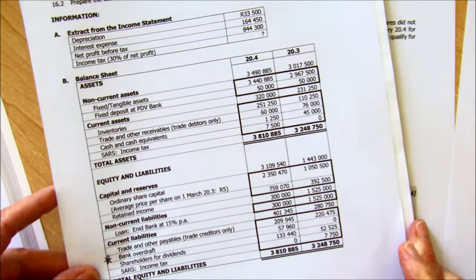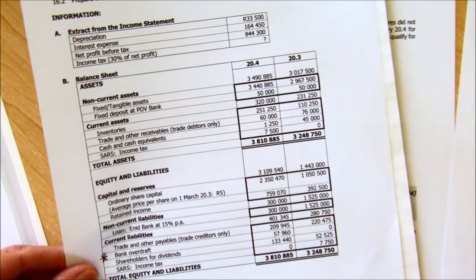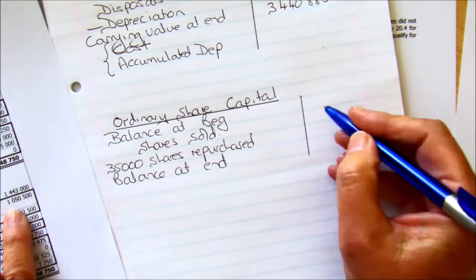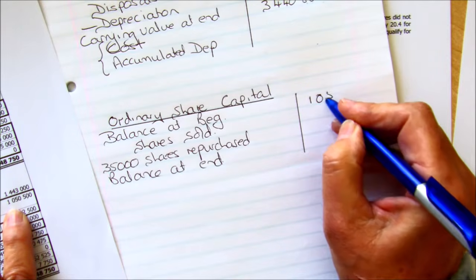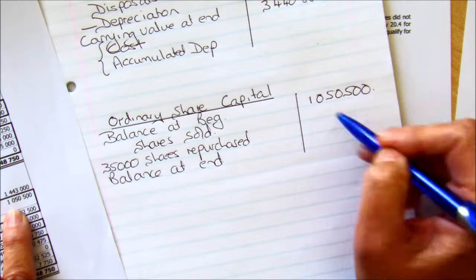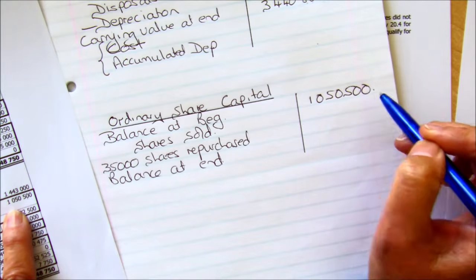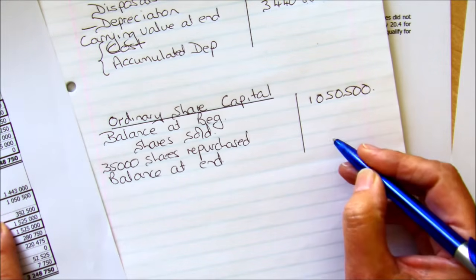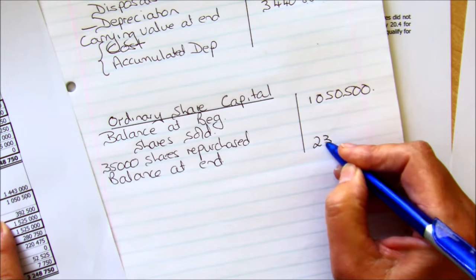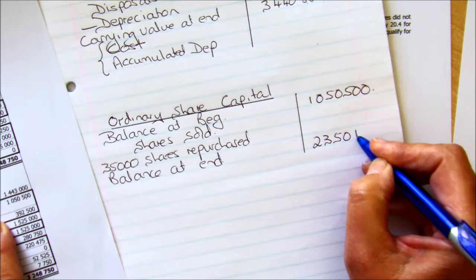So in a similar way to what we did with the fixed assets, we reconstruct that note. So your share capital at the beginning was 1,050,500. We already worked with that when we did dividends, because we divided that by R5. By the end of the year, our share capital had gone up.